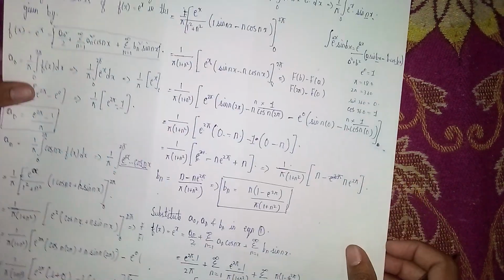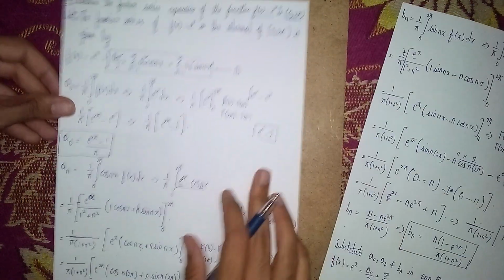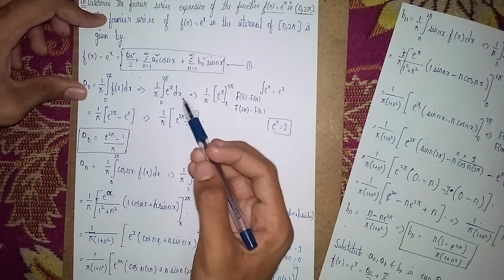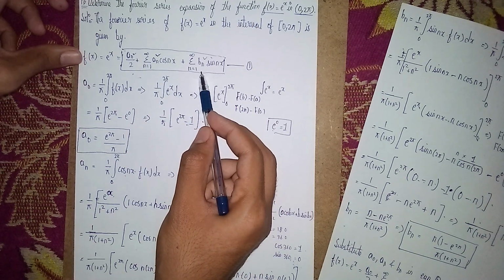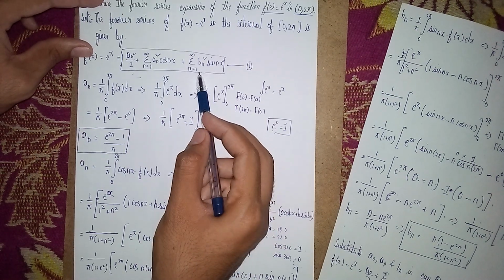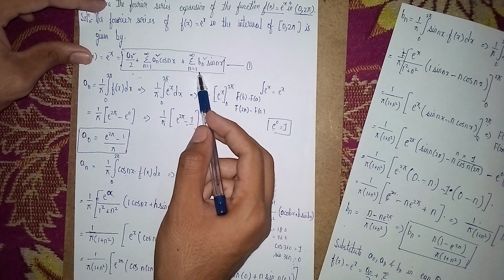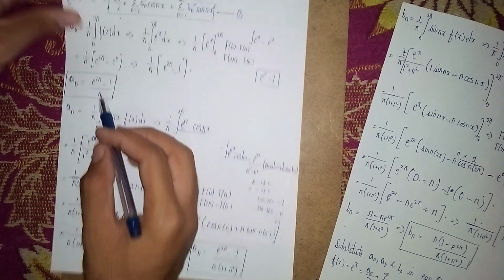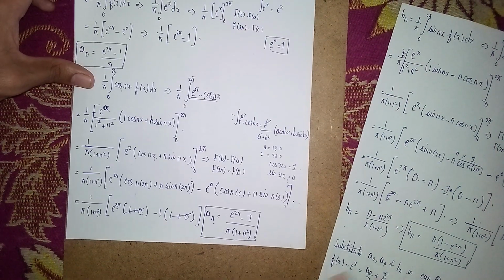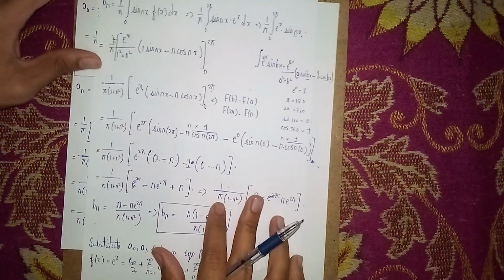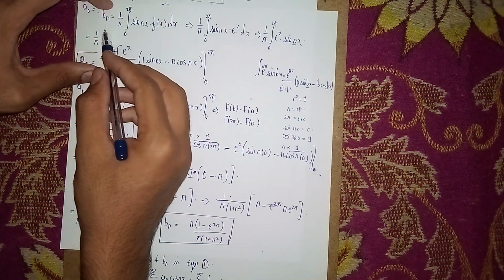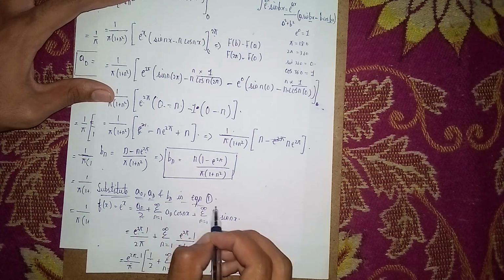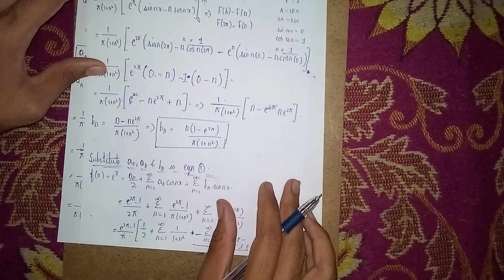See this solution first. This is the first step: we first take the general solution. This is the general form to solve this question. In every question you have to remember this general form or equation by heart. Then you have to find a naught, an and bn. Now we found a naught, an, afterwards bn, then substituted a naught, an and bn in equation 1. Simply we are just substituting. This is our answer.